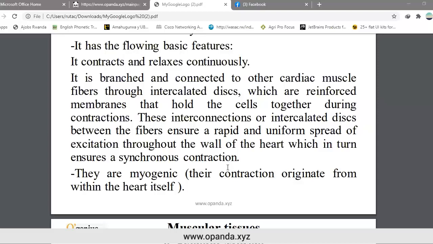Synchronous, unanimously. They are myogenic. Their contraction originates from within the heart itself.